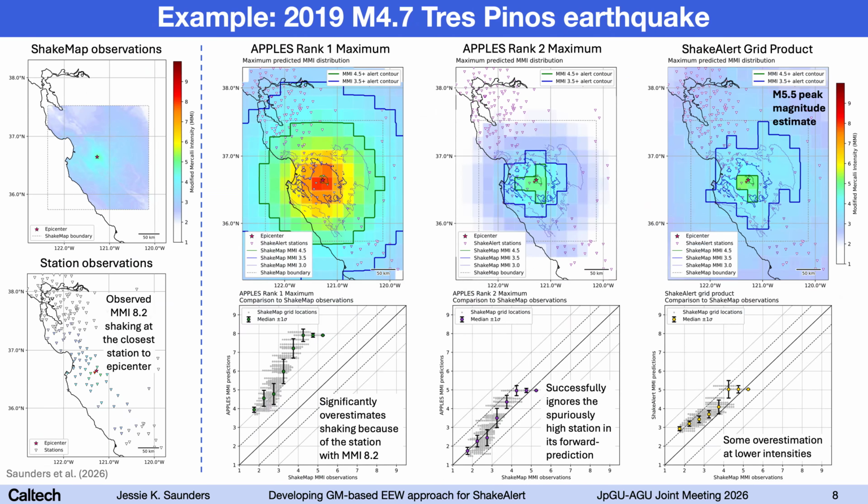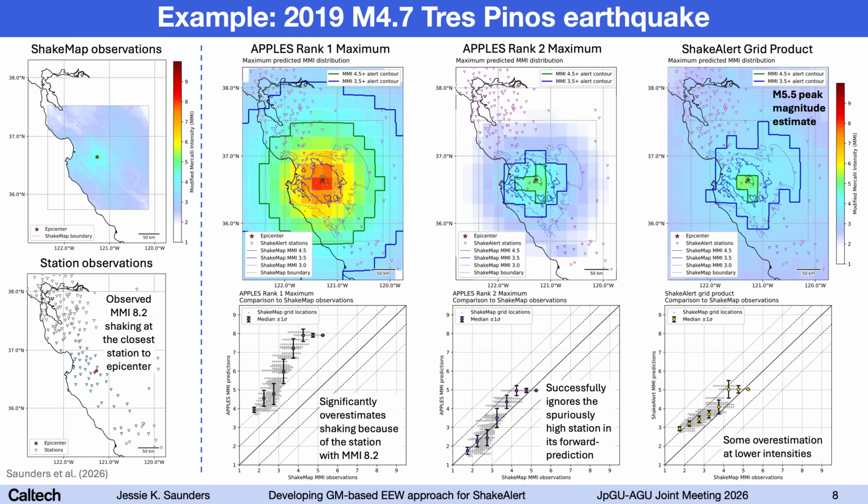Before we go into the overall results, I want to start off with a couple of specific example earthquakes. Here is an example of the magnitude 4.7 Tres Pinos earthquake, which occurred a little south of the San Francisco Bay Area. It had very high ground motions close to the epicenter, likely caused by topographic amplification, including an observation of MMI 8.2.